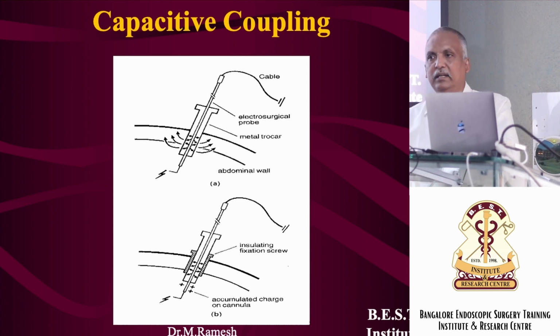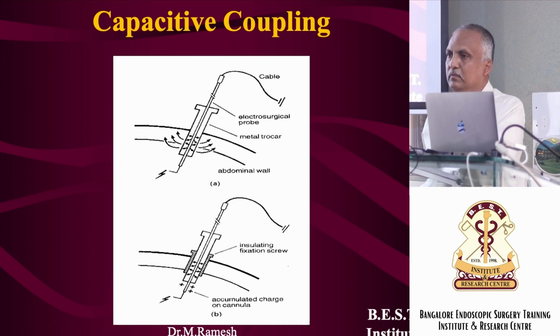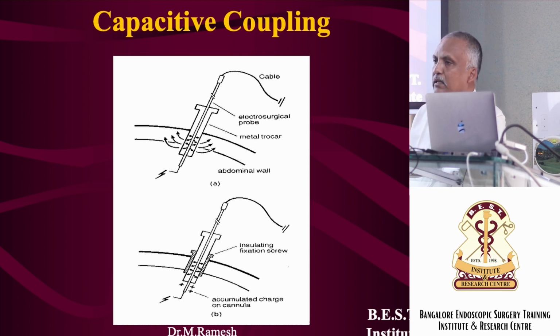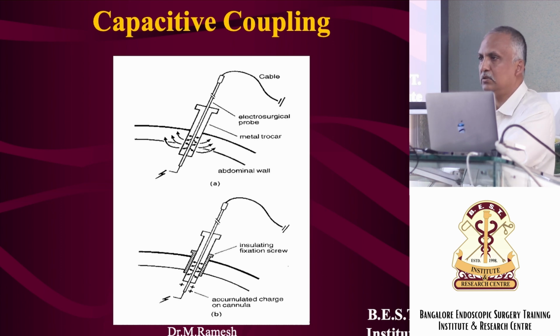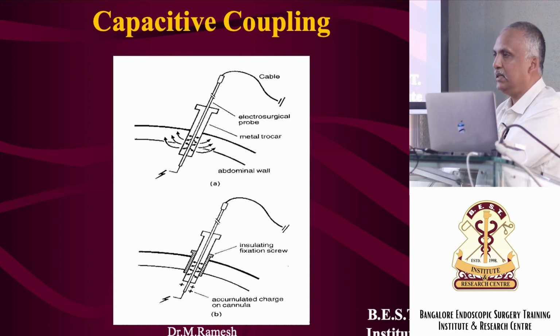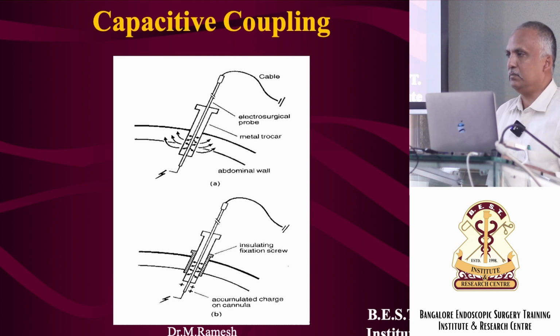So how do you prevent capacitive coupling? Never ever use a combination of metal and plastic. That's why when we use Apple trocars, you see we use a rubber washer. So that is plastic and plastic. When you use a metal trocar, you have metal reducers. So that's how it should be: metal reducer and metal cannula, or plastic cannula and plastic reducer.